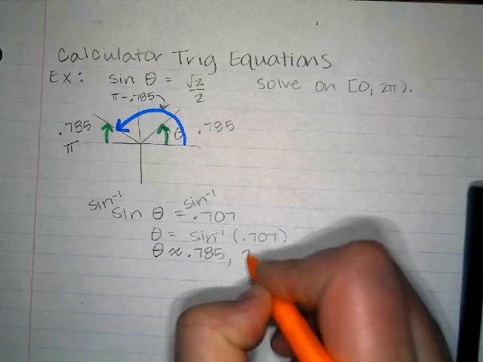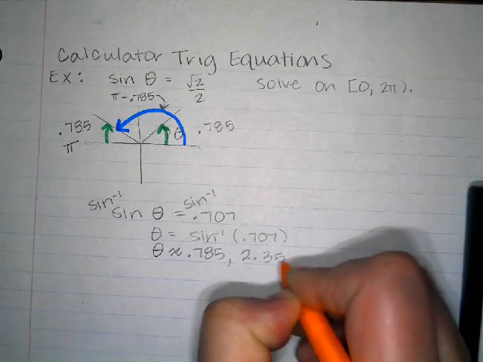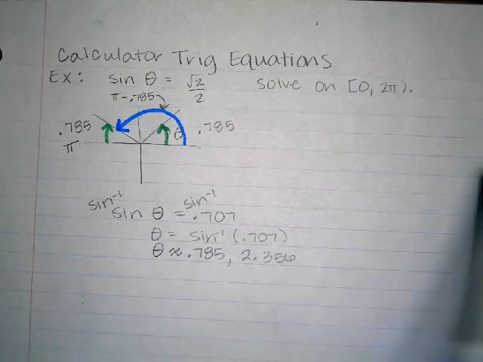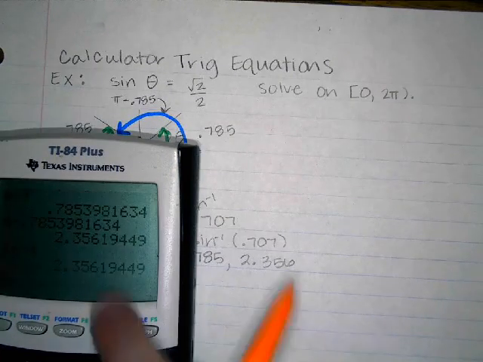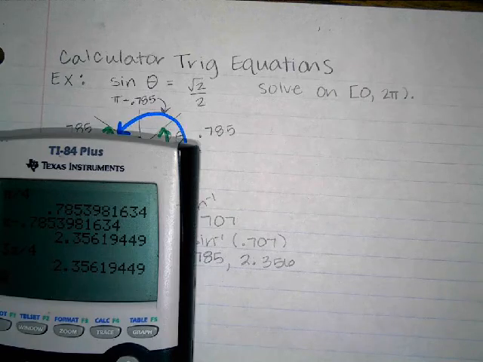And if you look, 2.356 is 3 pi fourths. Those are the two answers that if we had done this as a unit circle problem, we would have seen those two answers with our eyes. Does that make sense? Okay, so now let's try this with a problem that we actually couldn't have done with our eyes because it's not a unit circle problem.